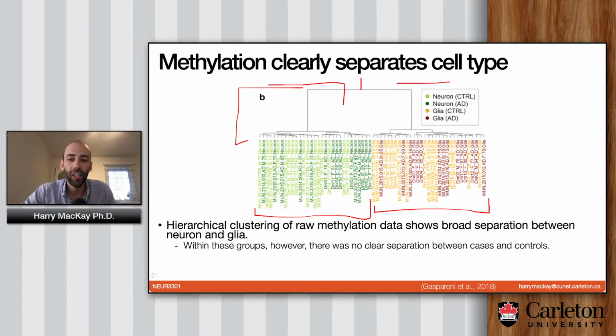Within each cell type, you don't see a very coherent pattern of subclustering. The control samples are the lighter colored ones, and the Alzheimer's samples are the darker colored ones. Among neurons, the Alzheimer's samples do tend to cluster away from the control samples. A similar tendency exists in glia, but it's not a very strong one. So it tells you that genome-wide, there's not a huge amount of methylation difference between Alzheimer's and control brains within the same cell type. Within these groups, there's no clear separation between cases and controls.